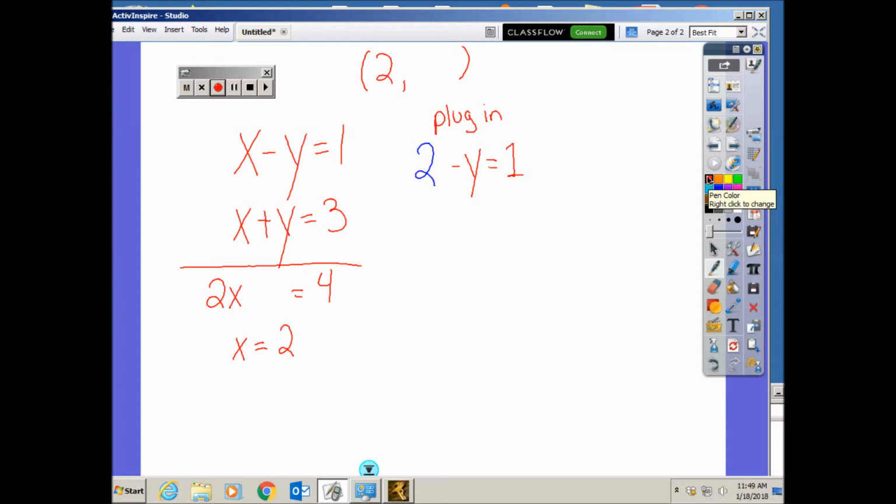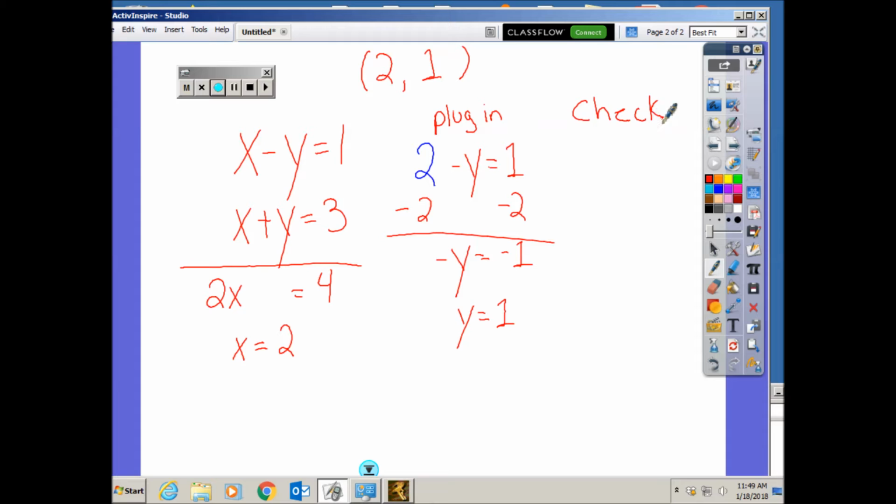Now I can kind of think about this, and 2 minus what number would give me 1? Oh, well, y must be 1, because 2 minus 1 is 1. If I actually do the math, I subtract 2 from both sides. That actually gives me negative y is equal to negative 1. So that means when I change all the signs, y is equal to 1.